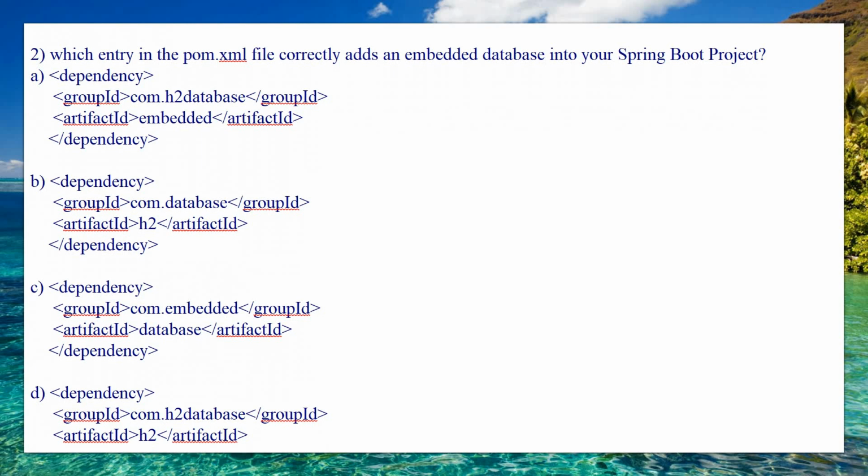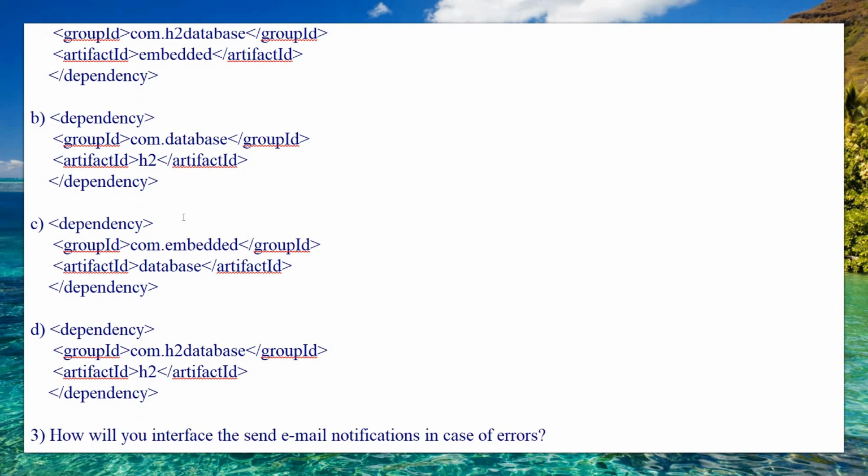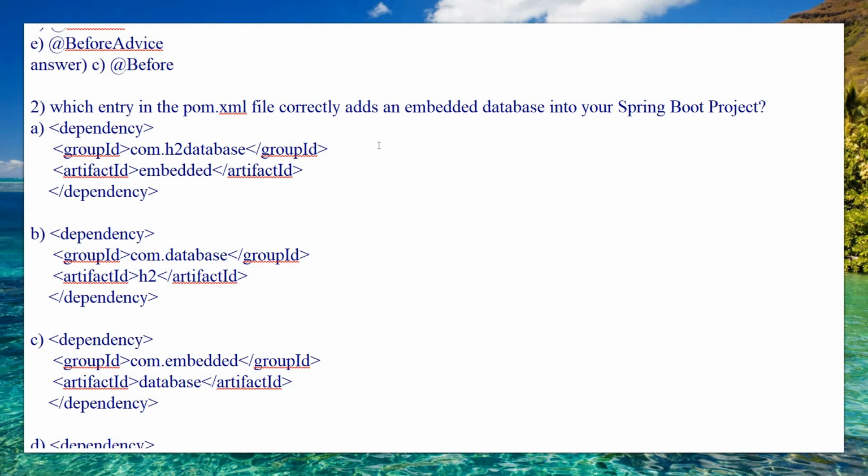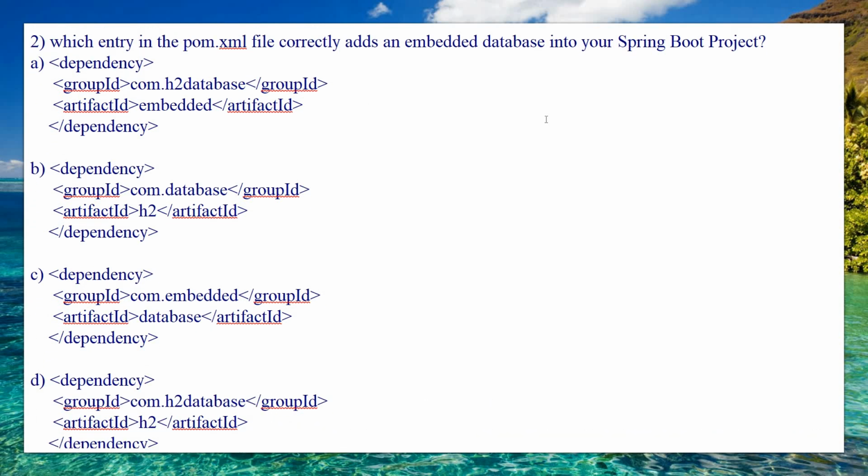Similarly, the second question: which entry in the pom.xml file correctly adds an embedded database into your Spring Boot project? There are four options. The first is a dependency which includes a group ID with com.h2database and embedded, and here is the end of the dependency. The second has com.database followed by h2. Then the third one is again com.embedded. So here they have told you need to add an embedded database into your Spring Boot project.